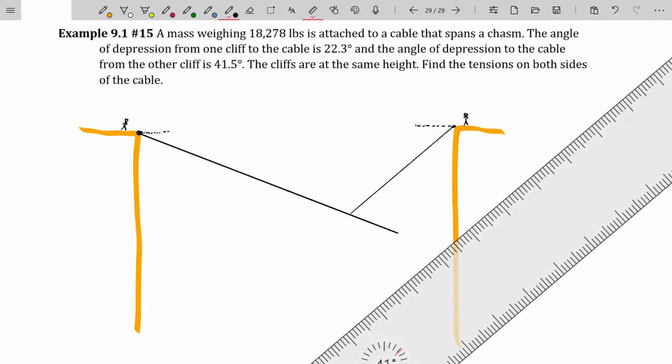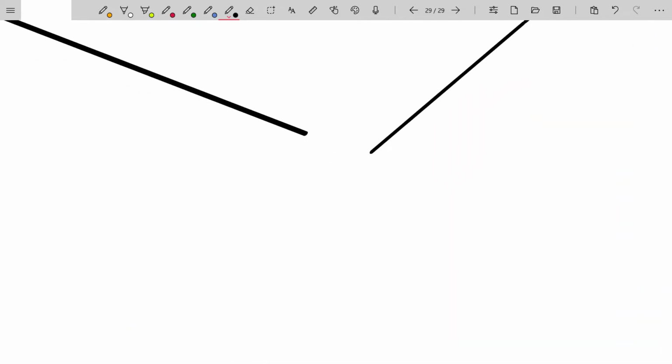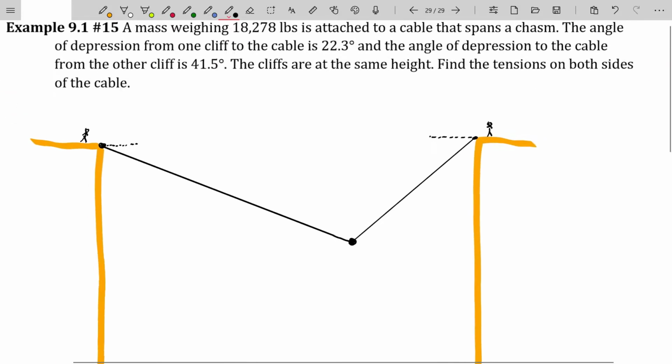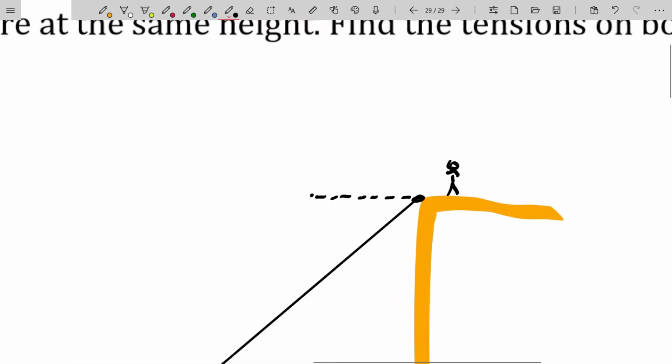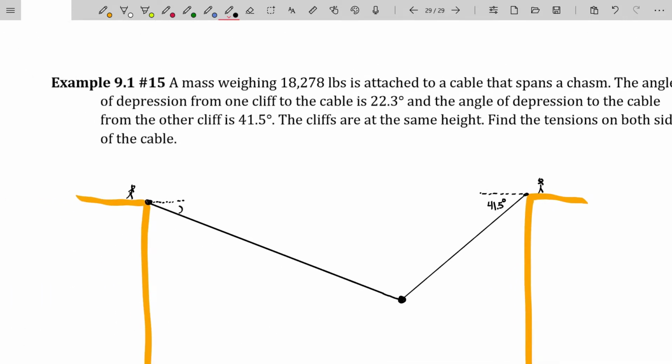Okay. So let's go ahead and remove that ruler, erase some stuff here, zoom in, maybe erase this and then connect them. There we go. So you have some object right here that's connected. Now remember, this is a 41.5 degree angle, and the other side is a 22.3 degree angle.